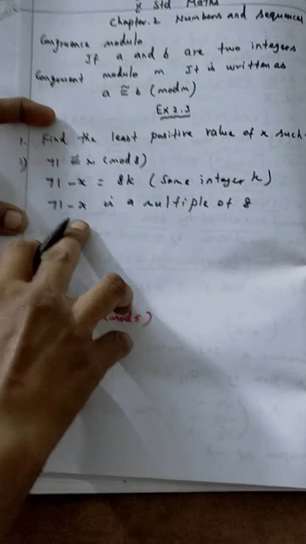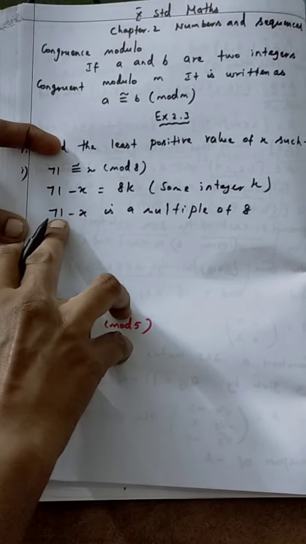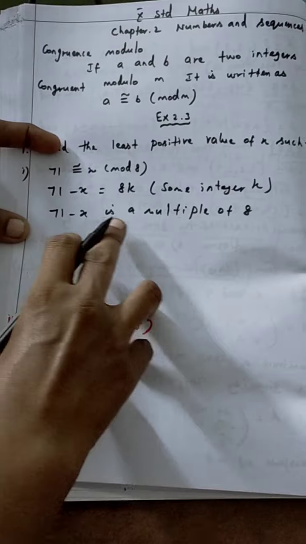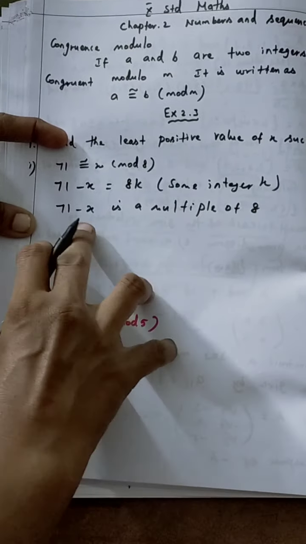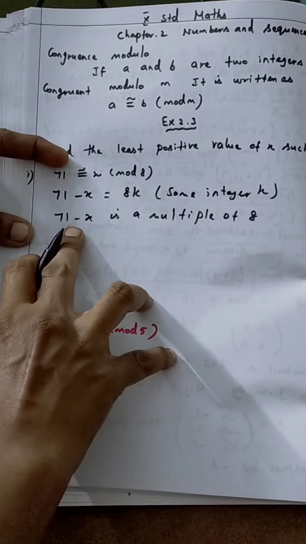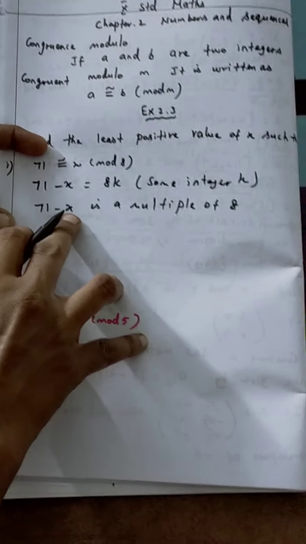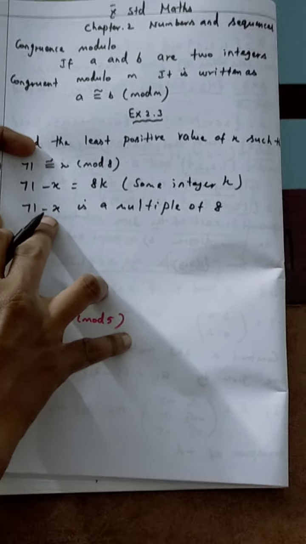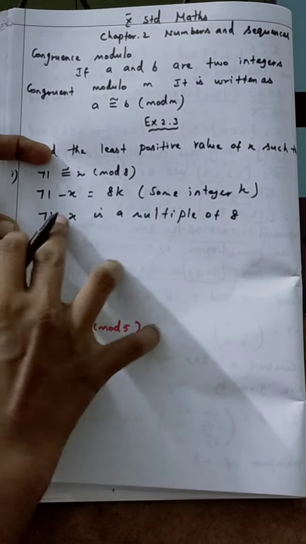Okay, so least positive value only apply. So find out x: 71 minus some number, and that number is a multiple of 8, from the 8 table. So what is the number? Find the value of x by mental calculation. Suppose first x equals 1. Apply the value: 71 minus 1 is 70. 70 is not a multiple of the 8 table. So what value do you find?